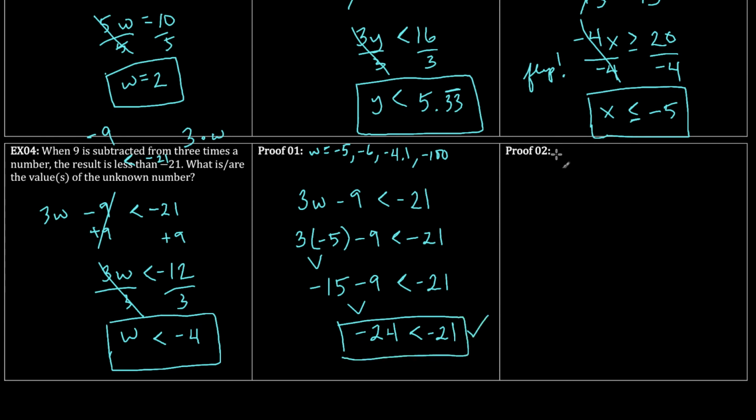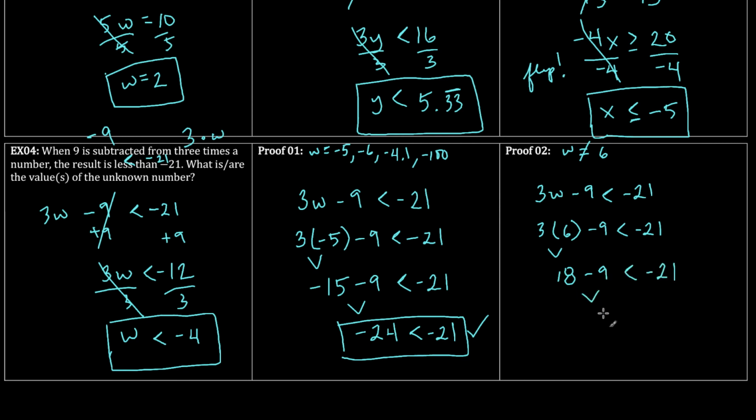Cool. Now let's do something that doesn't work. So w cannot be, what's not less than negative 4? What's greater than negative 4? I don't know, like 5. I'll use a different digit. Let's use 6. So instead of 3 times w minus 9 is less than negative 21, let's substitute in the 6 for the w. 3 times 6 is 18. So 18 minus 9 is 9. But 9 is not less than negative 21. So, yeah, that one's wrong. But it was designed to be wrong, right?